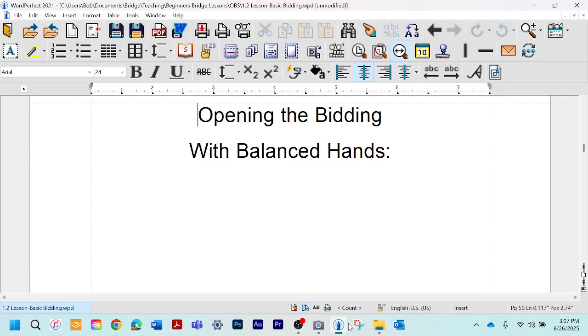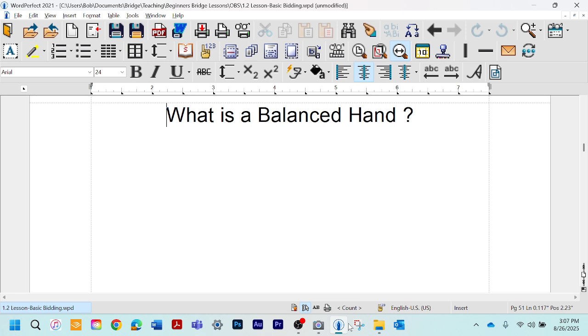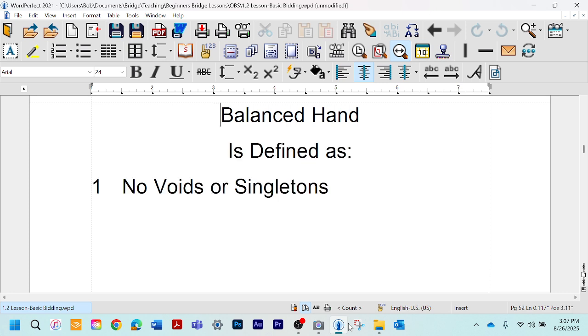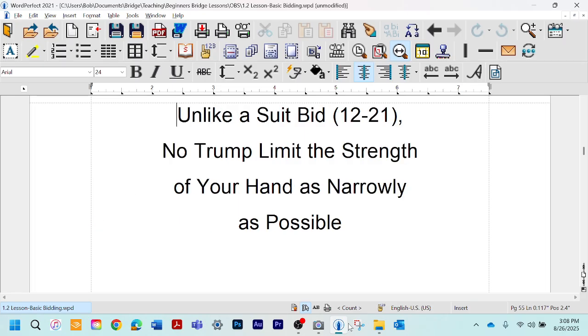Now, balanced hands don't have a 5-card suit. They lend themselves to no trump openings. So what is a balanced hand? It's defined as having no voids or singletons, and at most one doubleton. Very balanced. Unlike a suit bid, which has 12 to 21 points, the no trump length and the strength of your hand is more narrowly defined.